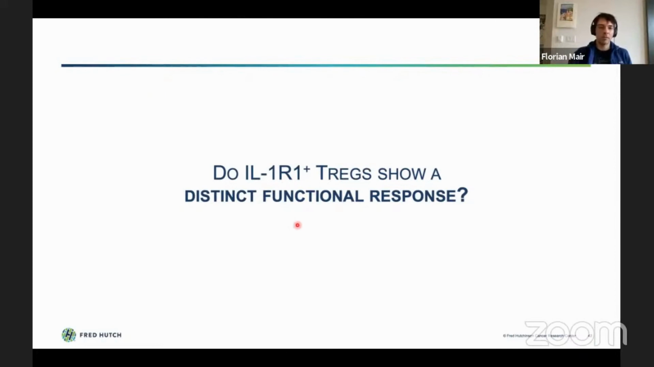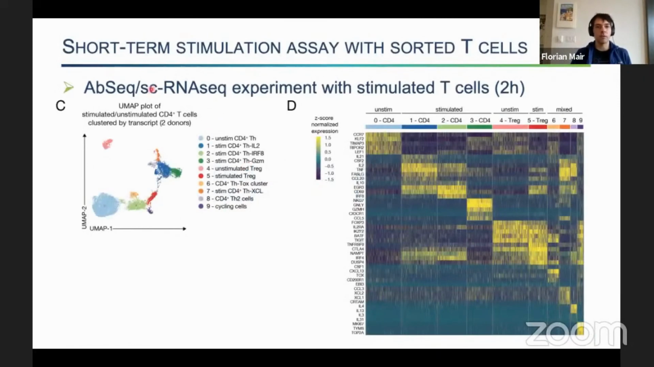So we kind of had to go on a fishing expedition again, and this is where we did another single-cell transcriptomic experiment, in this case combined with surface profiling of proteins, AbSeq or CITE-seq or however you want to call it. And we did that with stimulated T cells, where we deployed a short-term stimulation assay. We sorted the T cells out of the tumor, and then we did either a 2-hour unstimulated condition, 2-hour stimulation with cytokines, or 2-hour stimulation with PMA ionomycin, which is what I'm going to show you.